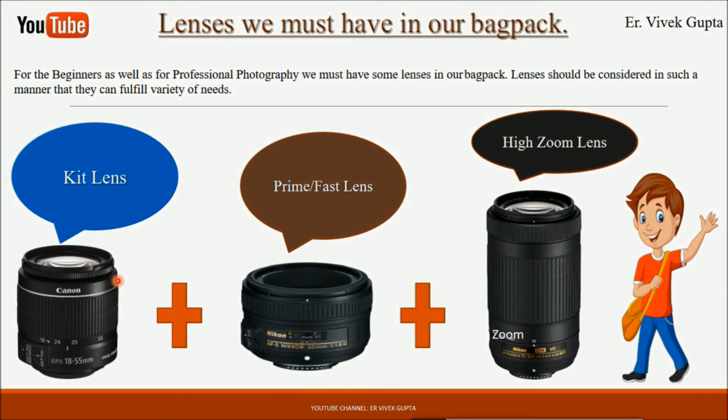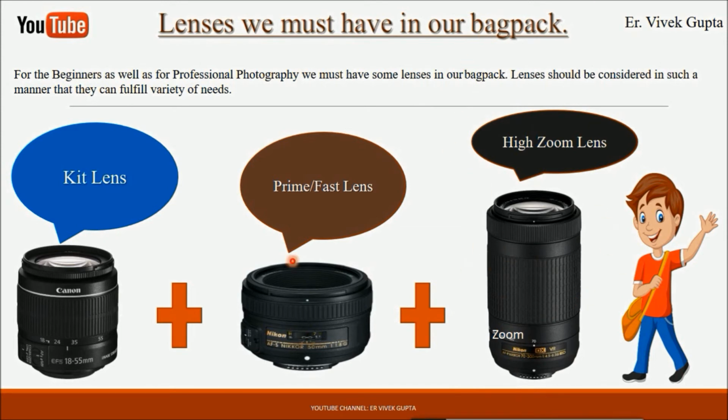Most of the time when I go outside, I carry all these three lenses, because for example, some time ago I went to India Gate. At that time I thought I would capture everything using this prime lens, but when I reached there and observed the surroundings, I thought that I should use this kit lens. And when I visited the war memorial, at that time I thought that I should use a zoom lens.